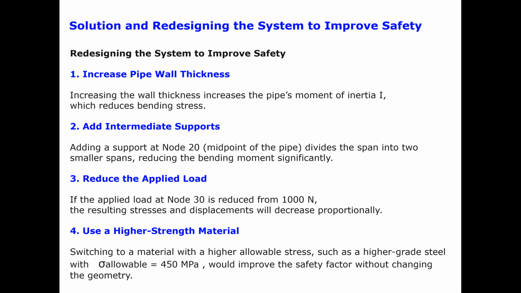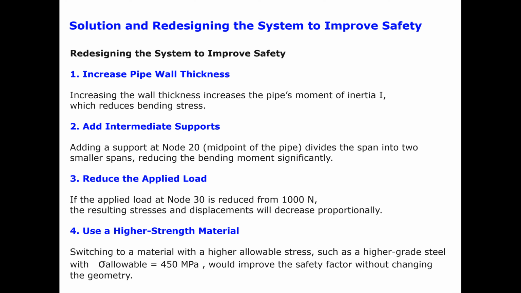The first one, increase pipe wall thickness. Increasing the wall thickness increases the pipe's moment of inertia, which is I, that we already calculated in our previous slides, which will reduce the bending stress. Second, add intermediate support. If we add an intermediate support at, in our case, node 20, the midpoint of the pipe, it divides the span into two smaller spans, which reduces the bending moment significantly. Third is reduce the applied load. If the applied load at node 30 is reduced from 1000 Newton to a lesser amount, the resulting stresses and displacement will decrease proportionally.